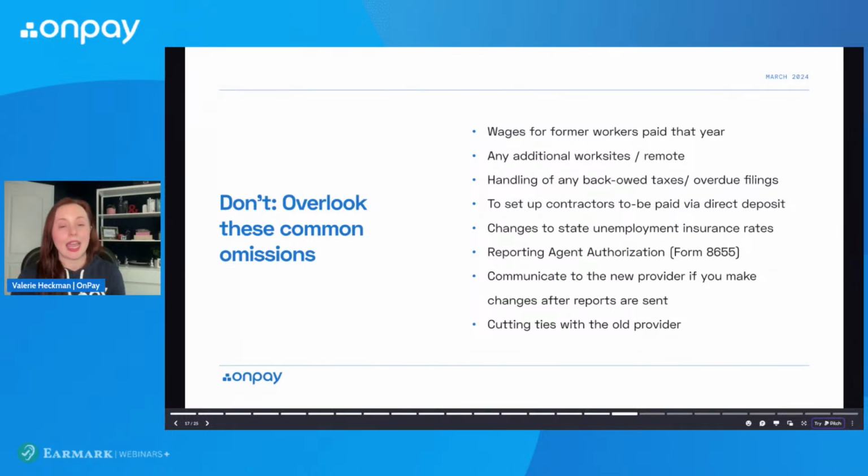Getting the reporting agent authorization signed. That is Form 8655. The business owner has to sign off on that for the taxes to be paid by a software provider. So that's something to make sure you've got a workflow for.